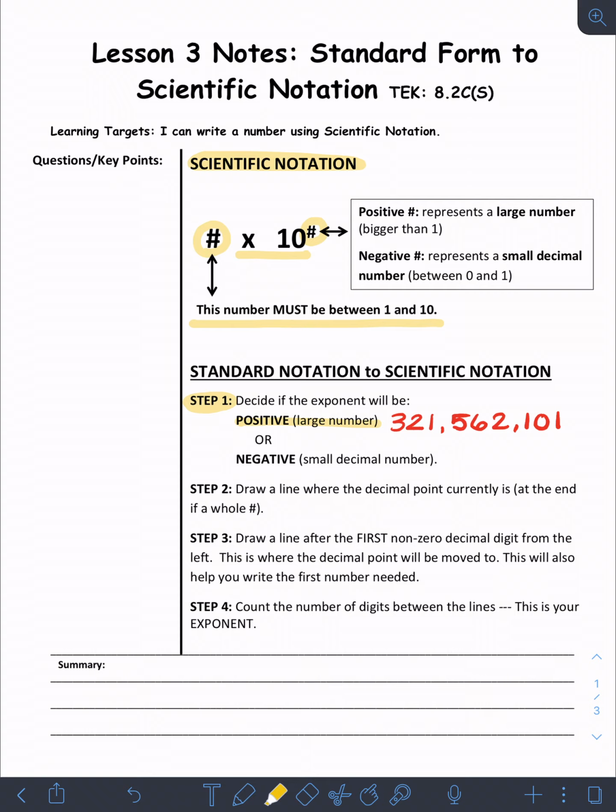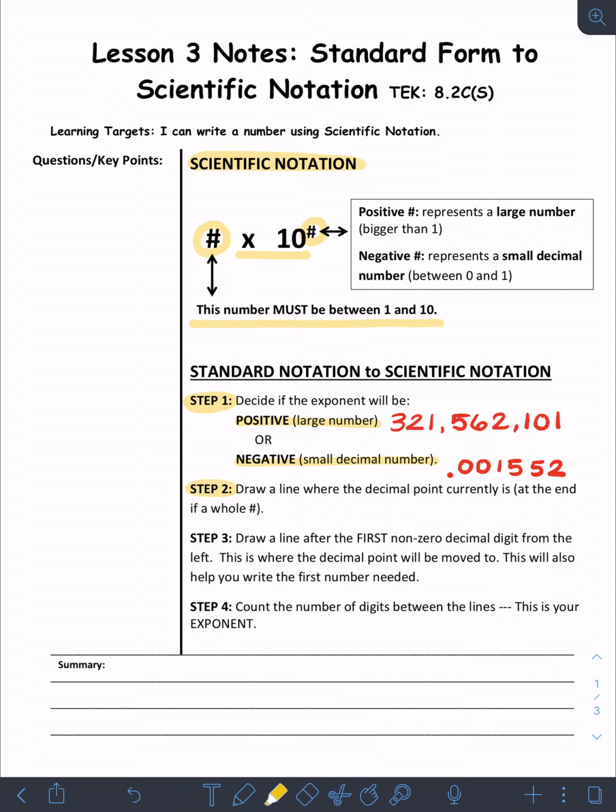Okay, but if you have a really small number, so like a number between 0 and 1, say you had this number, your exponent is going to be negative because that number is a very small decimal. Okay, so step 1, you have to look at your number and decide if your exponent is going to be positive or negative. Step 2, you're going to draw a line where the decimal point currently is.